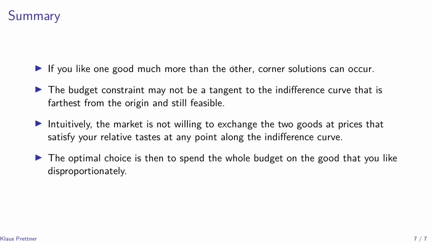So to summarize, if you like one good much more than the other one, a corner solution can occur, in which case the budget line may not become a tangent to the indifference curve that is farthest from the origin but still has a feasible point. And intuitively that would mean that the market exchange rate between the two goods does not reflect your preferences of exchange between the two goods anywhere along your indifference curve. And then the optimal choice would be to spend the whole budget on the good that you like so much.